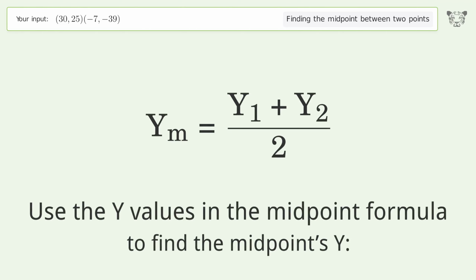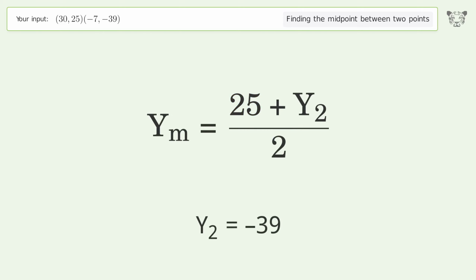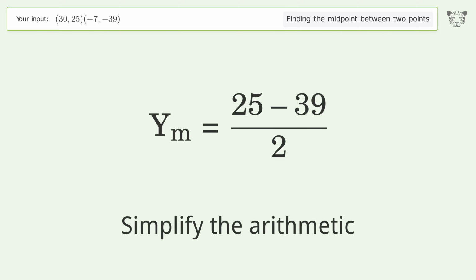Use the y values in the midpoint formula to find the midpoint's y. y1 equals 25. y2 equals -39. Simplify the arithmetic.